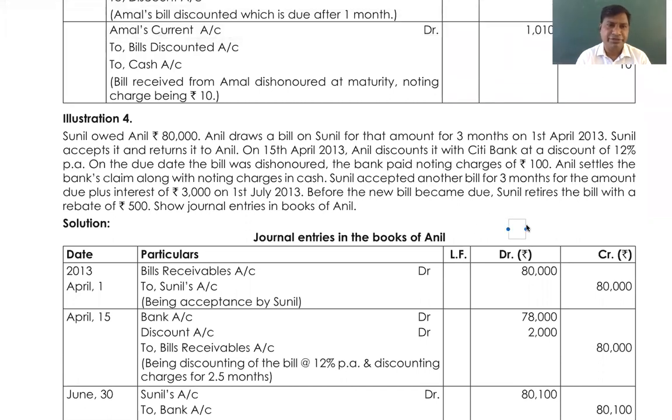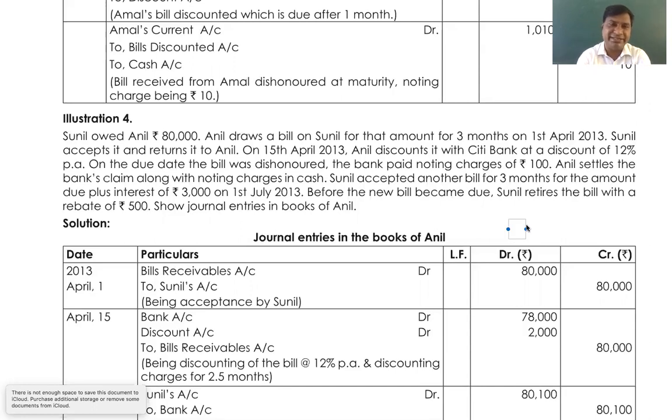Sunil owes Anil 80,000. Anil is the creditor and Sunil is the debtor. Anil draws a bill, the drawer, the creditor, draws a bill on Sunil for that amount for 3 months, on 1st April 2013.